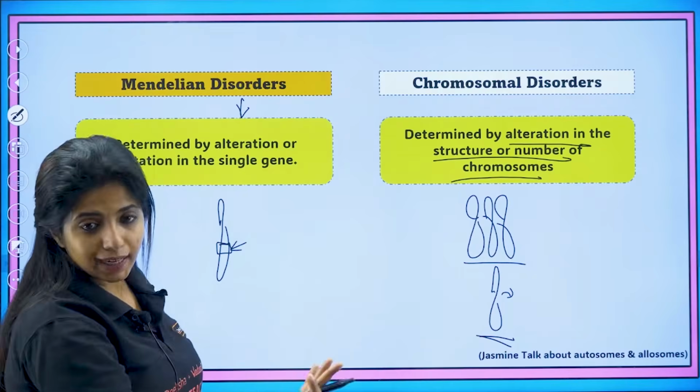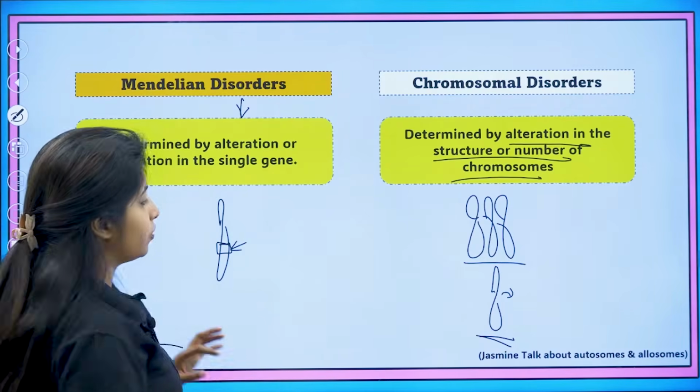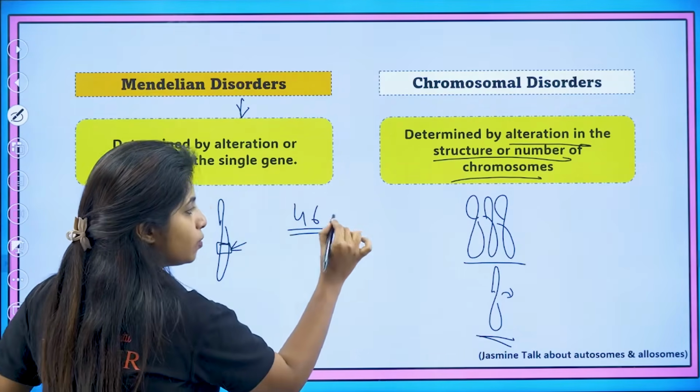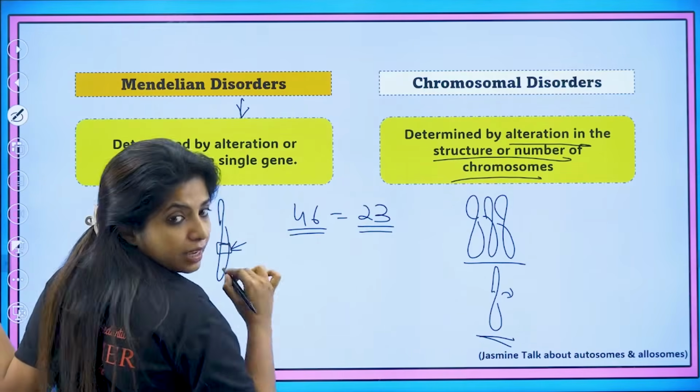Now before I go ahead, I want to talk about autosomes and allosomes over here. In our body we have 46 chromosomes, which we also call 23 pairs. Right, my dear children?